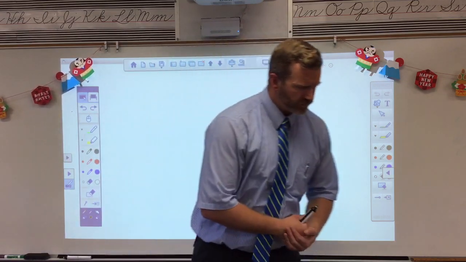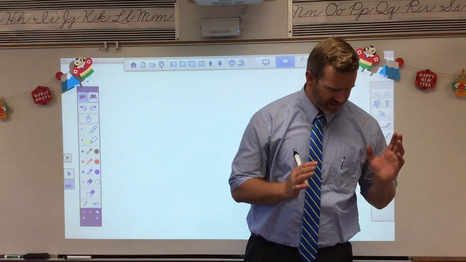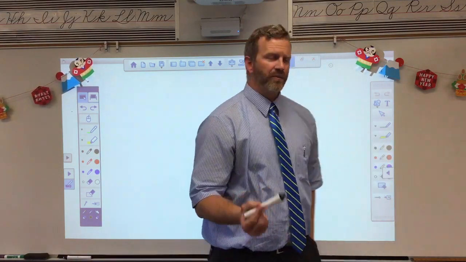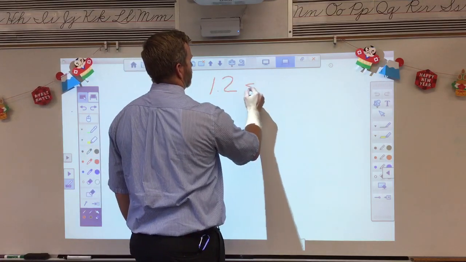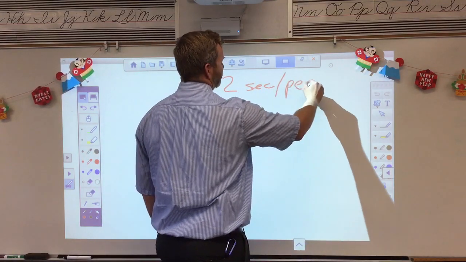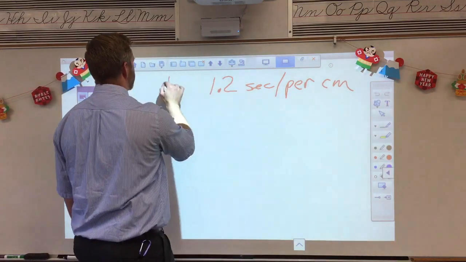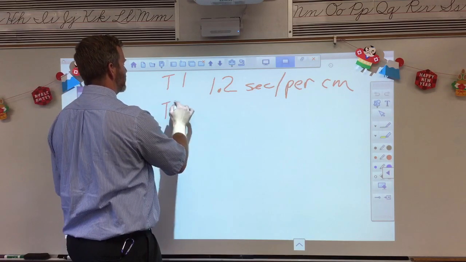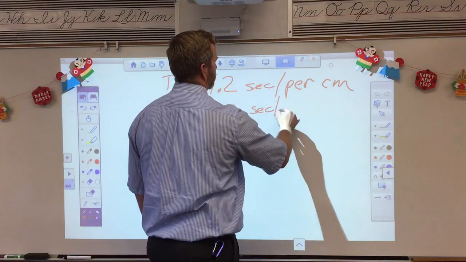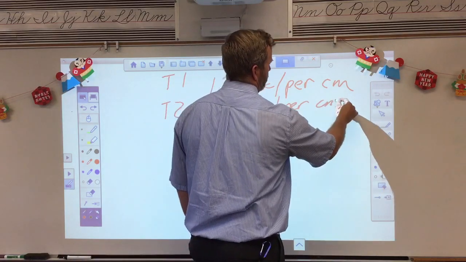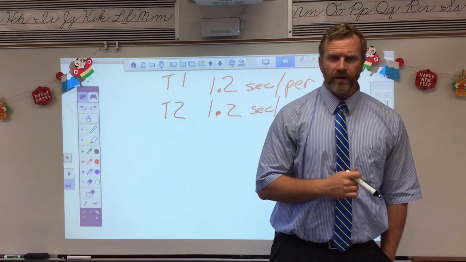All right, let's look at example 3. Example 3 is a little tricky. It's talking about a snail moving, and the snail moves at 1.2 seconds per centimeter. All right, so that was test 1. So they did test 1, and then they did test 2, and it traveled at the same speed. Let me make sure that's right, 1.2, awesome, wonderful.